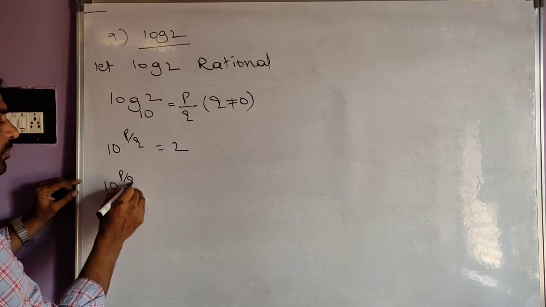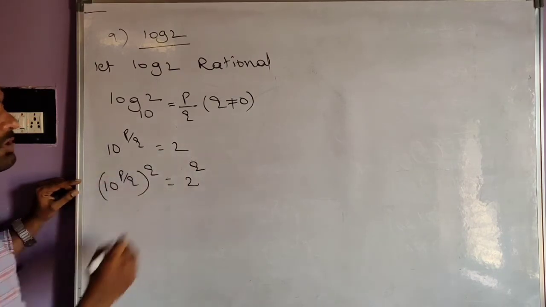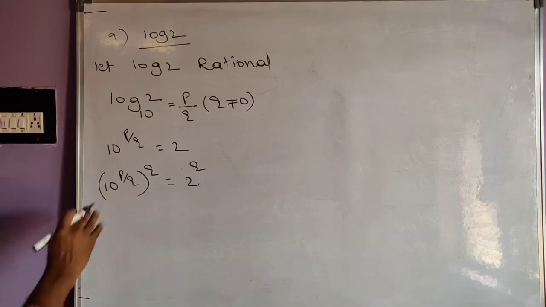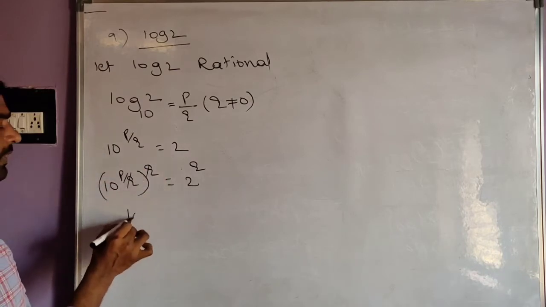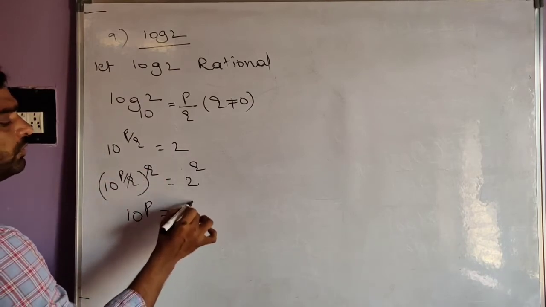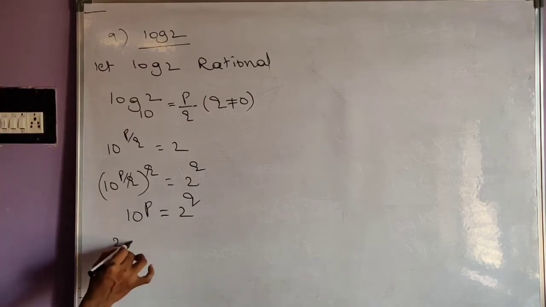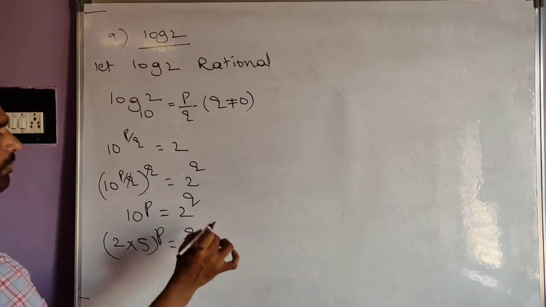So then it can be (10 to the power of p by q) whole to the power of q is equal to 2 to the power of q. Raise to the q on both sides. Then q cancels: 10 power p equals 2 power q. 10 is nothing but 2 into 5, so (2 into 5) power p is equal to 2 power q.